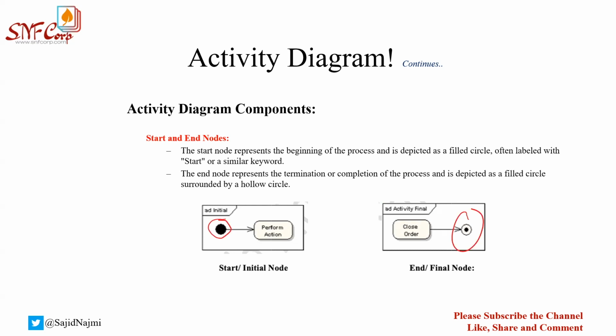The first one is fully filled. When you have a solid circle, that means a start node. Once you have the partially filled one, it's the end node. So in your diagram, these must be there. Otherwise, people will not be able to understand where to start and where to end. Now, once you have the start and end node, I can easily know, okay, this is the starting point and this is the final end point. So we can understand things easily.